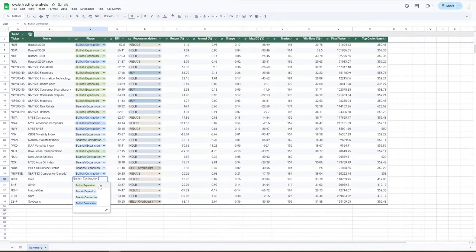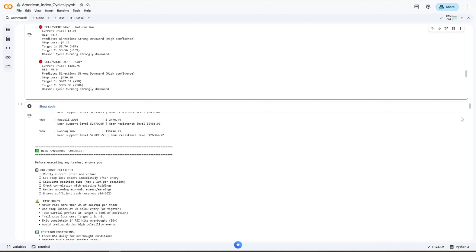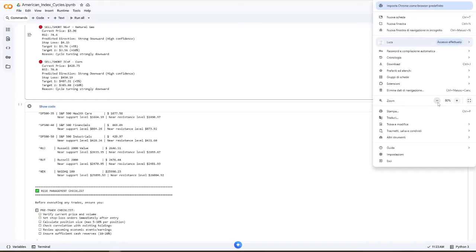You are in a bullish contraction, or that can become a bearish expansion, so you want to reduce. You want to short gold. Silver, bearish contraction, hold. I would not be so sure of that. Even natural gas. This is very, very fun. Okay, so I think we are done for today.